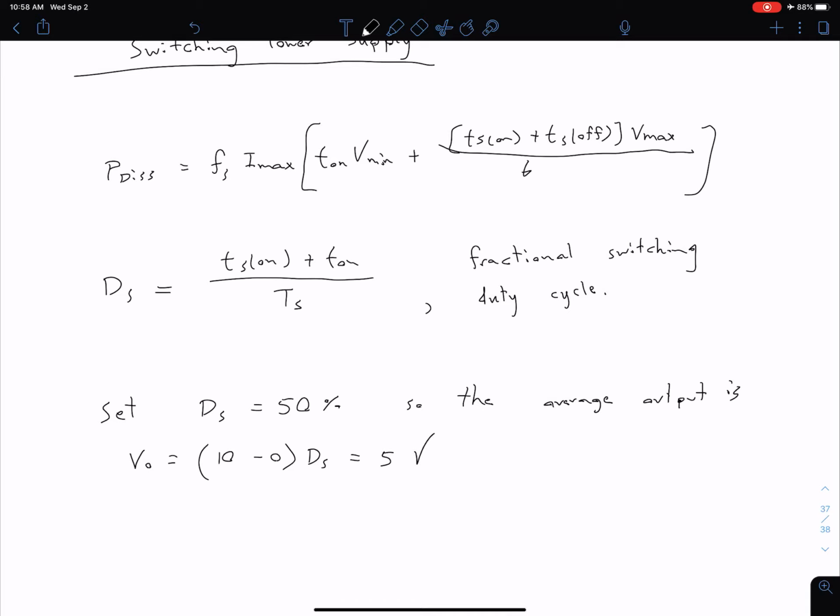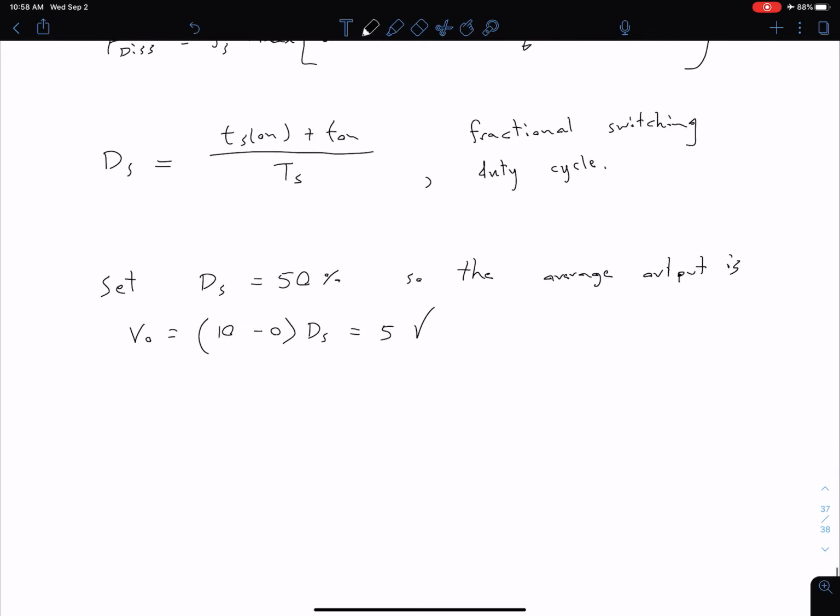We can consider our two extremes. If our fractional switching duty cycle was 100%, we'd just have the full 10 volts, and we wouldn't be switching. The other extreme would be 0: if we're not switching at all, we'd just have 0 volts. In this case, because we're stepping down by half, we choose that 50% fractional switching duty cycle. Okay, so now we need to consider our energy conservation.